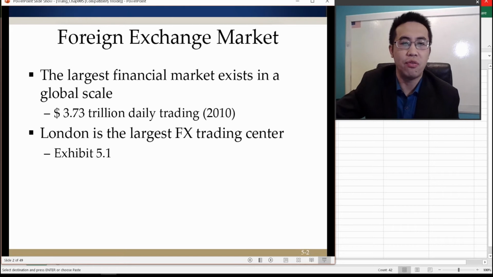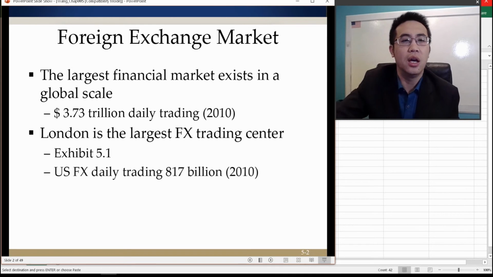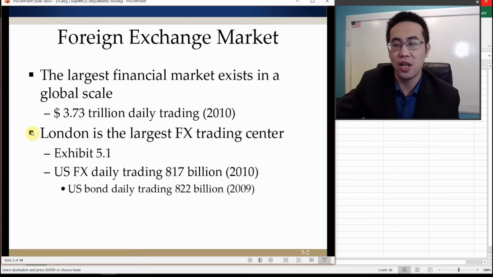London is the largest foreign exchange trading center, and we have a textbook exhibit I will show you later. But the situation is not the same for the U.S. You see, the U.S. is not the same as the rest of the world. The U.S. exchange trading volume is not as large as the bond trading volume. There's a reason behind that.